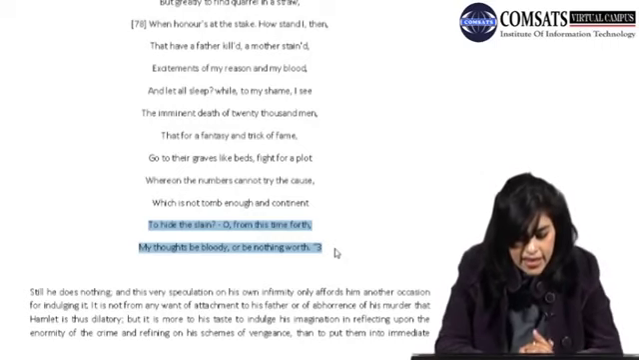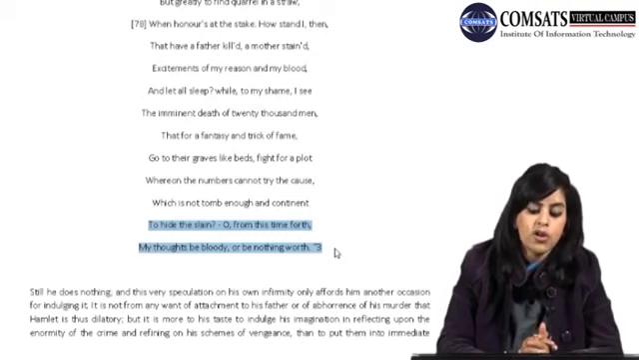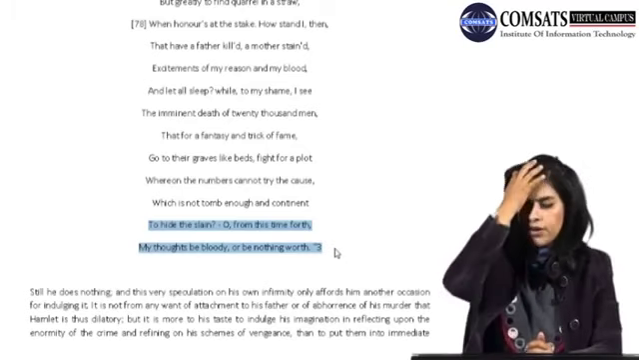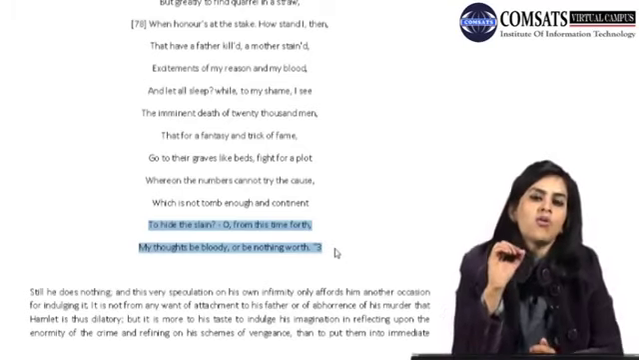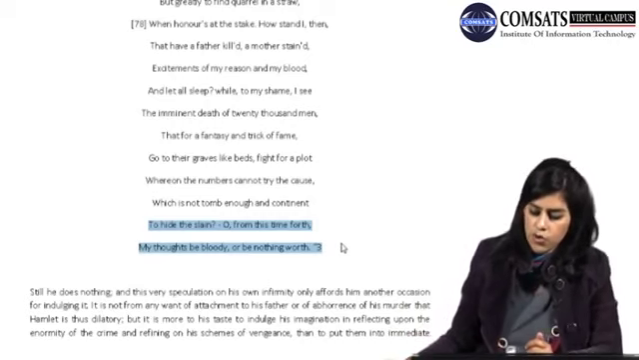Now still he does nothing, and this very speculation of his own infirmity only affords him another occasion of indulging it. Now he was unable to murder Claudius, the one person who married his mother, Hamlet's mother. He wanted to kill that person and take his life, and now he was unable to do that because of some reasons, and this soliloquy of Hamlet is related to the same reference. So see how the writer picks up from the text to support his arguments and to support his points.